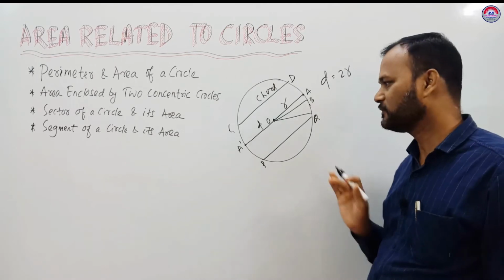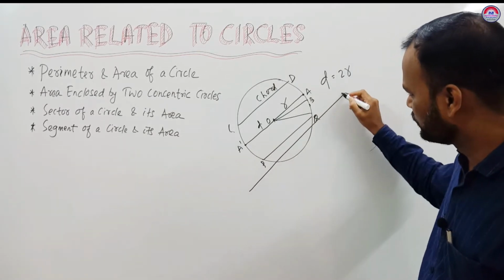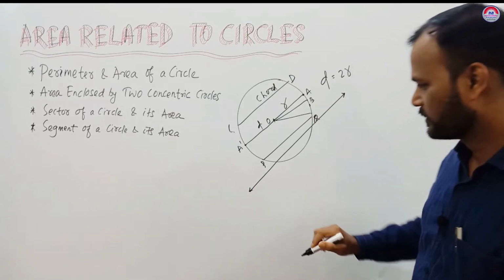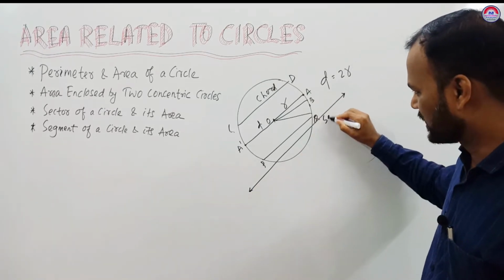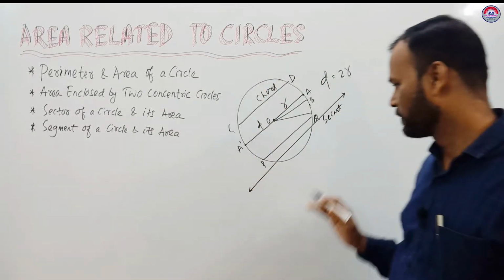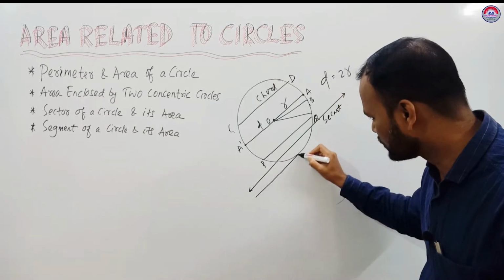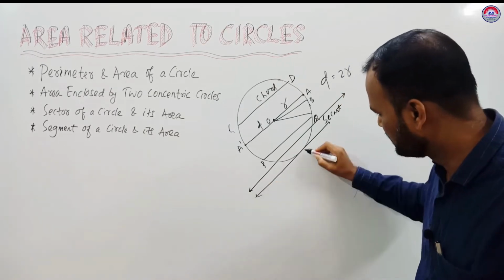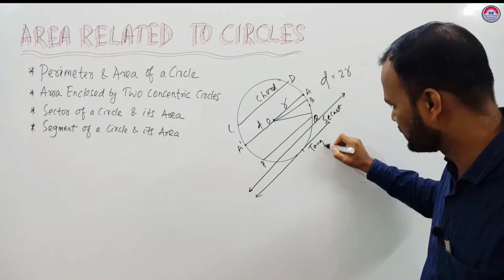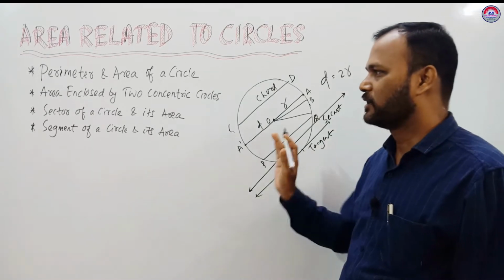Clear? See, if we draw a line which passes through the circle, this line is called secant. We have already discussed in circle chapter. And another line, if a line passing through a circle touches one point, then it is called tangent. Tangent of a circle. Okay? This is already discussed.